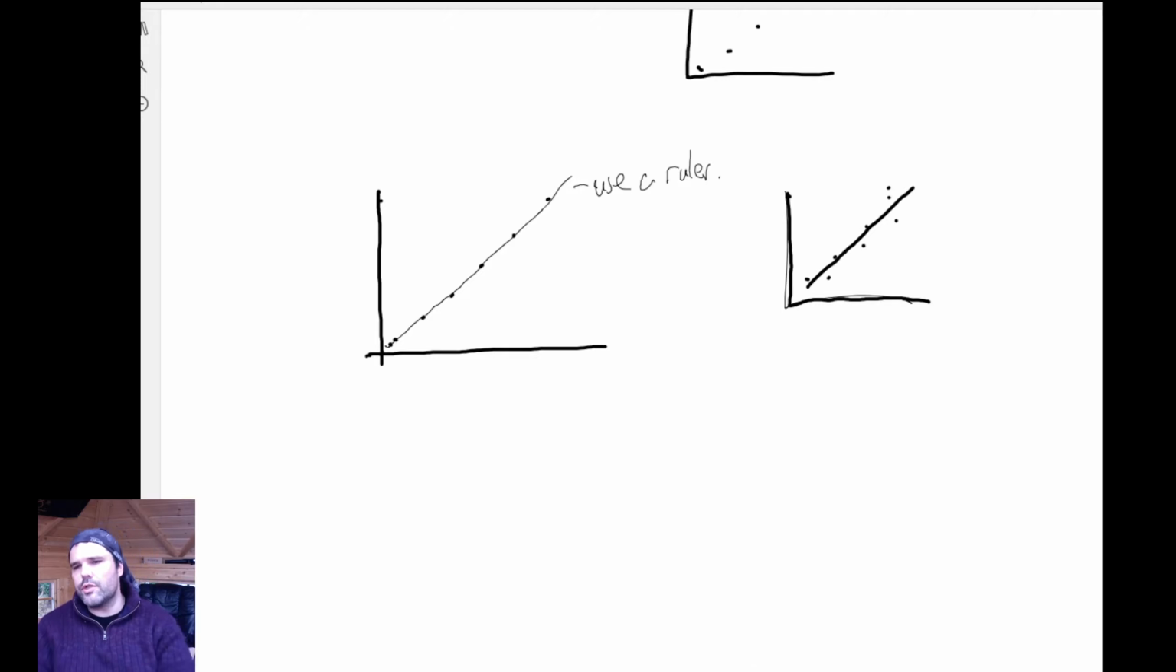If it doesn't touch a single point, that's okay. It's a trend line. It's meant to follow the trend of where your points are. The more scatter there is, the more variability in the position of it, but it's meant to follow the trend. That's what it's for. So use a ruler for your line of best fit. It goes to the middle of your points. And if it happens to come back and go through 0, 0, then fine.